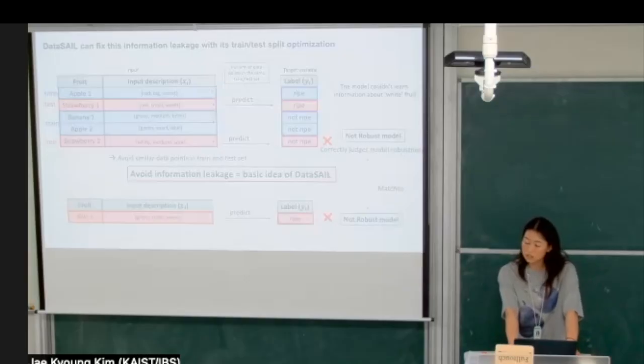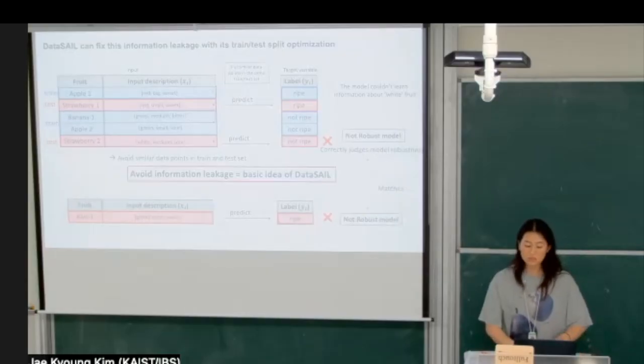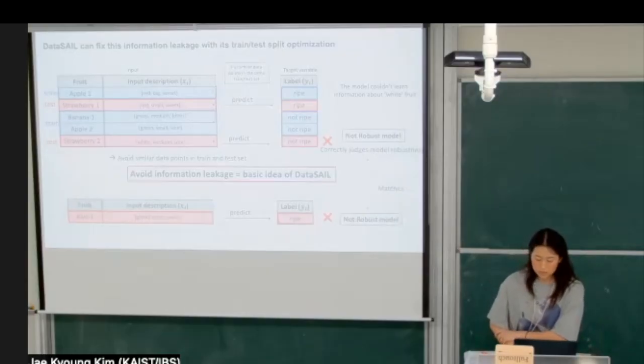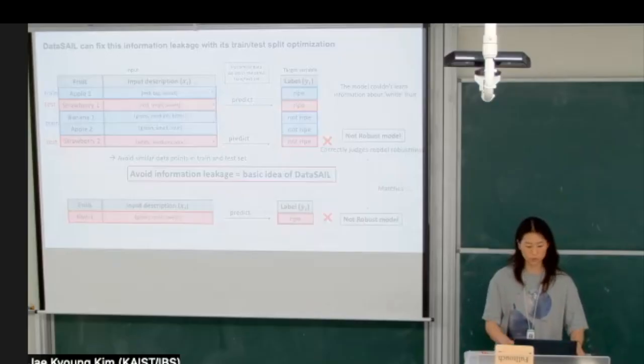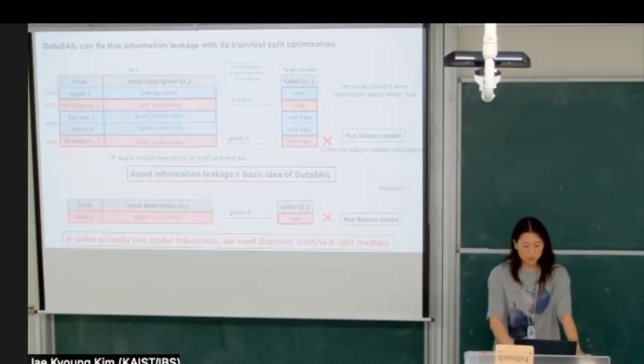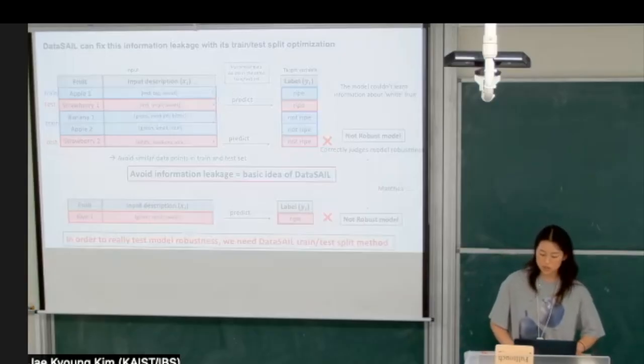So by avoiding the information leakage, the goal is we want to get a similar conclusion between train, test, and then validation. So if we call the bottom one validation, we get very honest model performance. So in order to really test model robustness, we need the DataSAIL train-test split method.